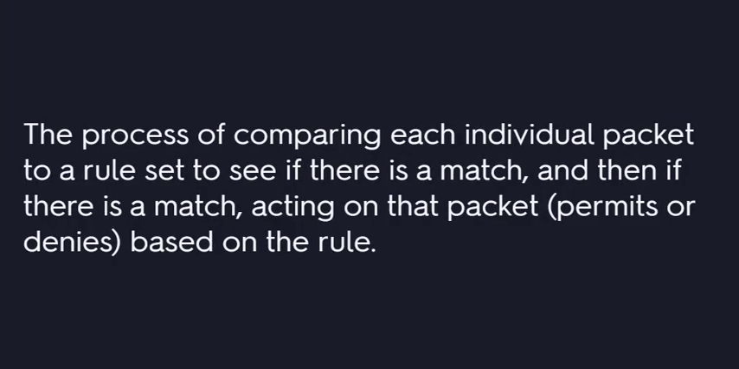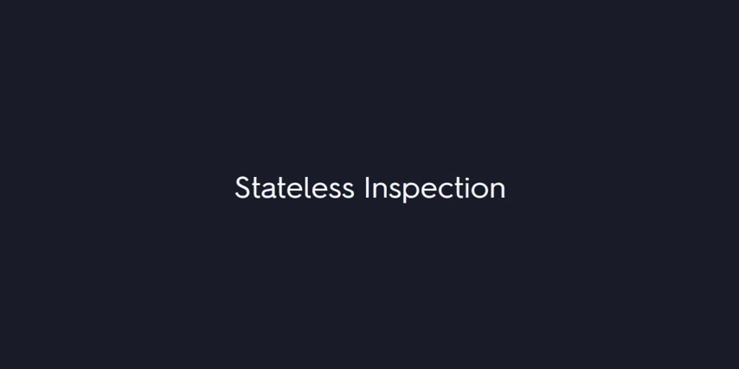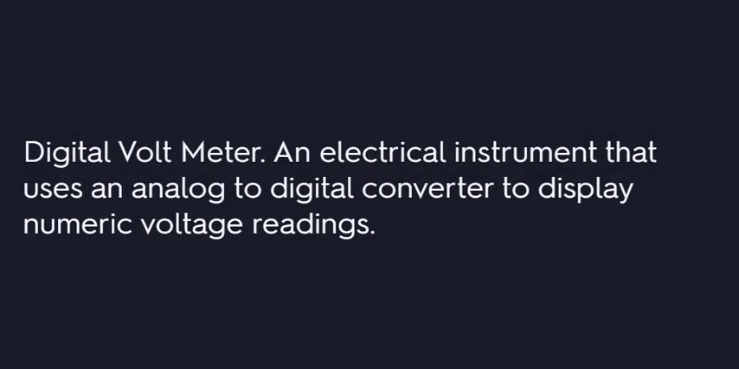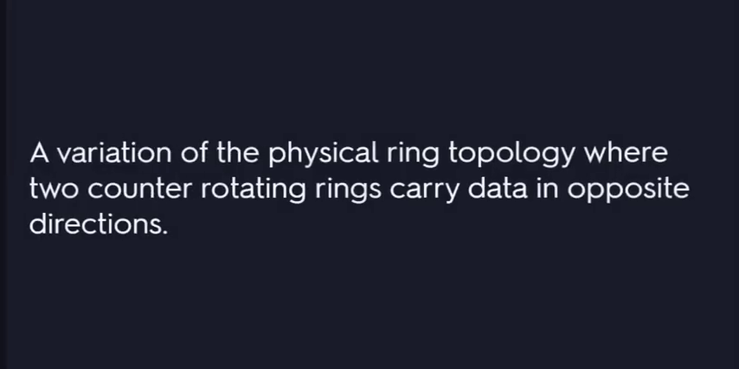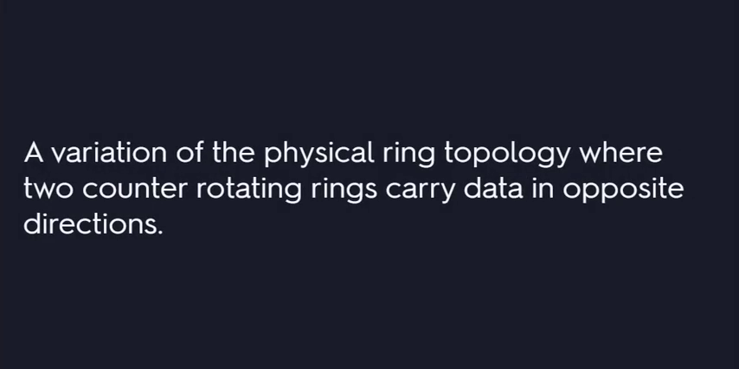DWDM. The process of comparing each individual packet to a rule set to see if there is a match, and then if there is a match, acting on that packet based on the rule. Stateless inspection. Digital voltmeter, an electrical instrument that uses an analog-to-digital converter to display numeric voltage readings. DVM. A variation of the physical ring topology where two counter-rotating rings carry data in opposite directions.